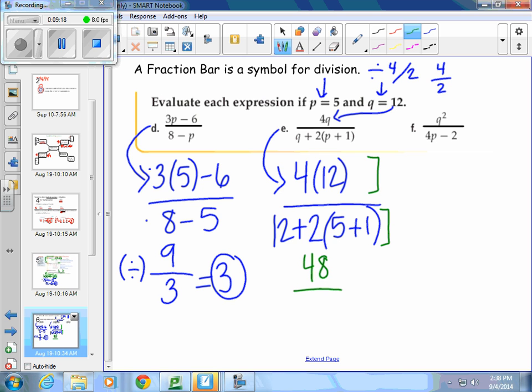48. And then I'm going to do my parentheses first. So 5 plus 1 is 6, times 2 is 12, plus 12 is 24. 48 divided by 24 equals 2. Okay? Pause me really quick and do F, and then come back and check your answers.